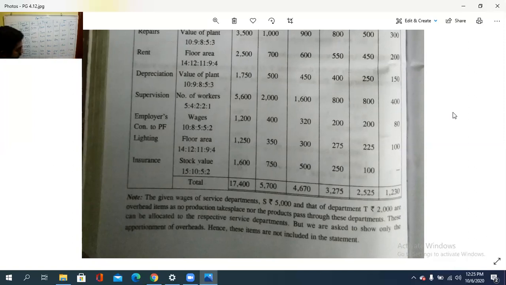Because for the last item, nothing is there. Take the total of all these. So it is 17,400 altogether. For P, it is 5,700. For Q, it is 4,670. Then for R, it is 3,275. And for S, it is 2,525. And for the last, T, it is 1,230. So in this way, apportionment is to be done.